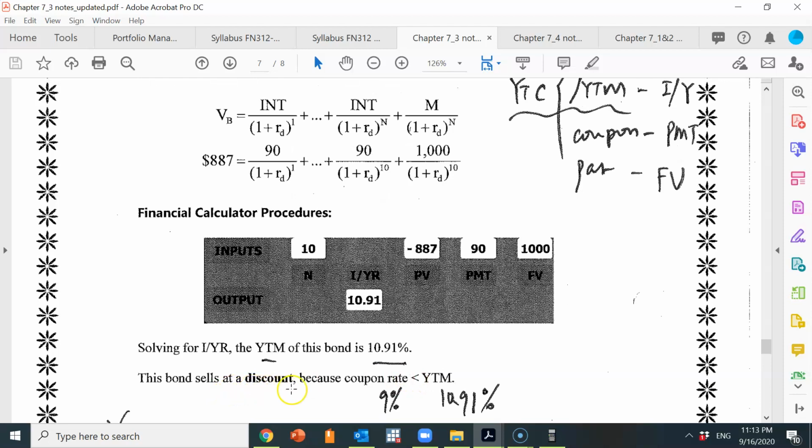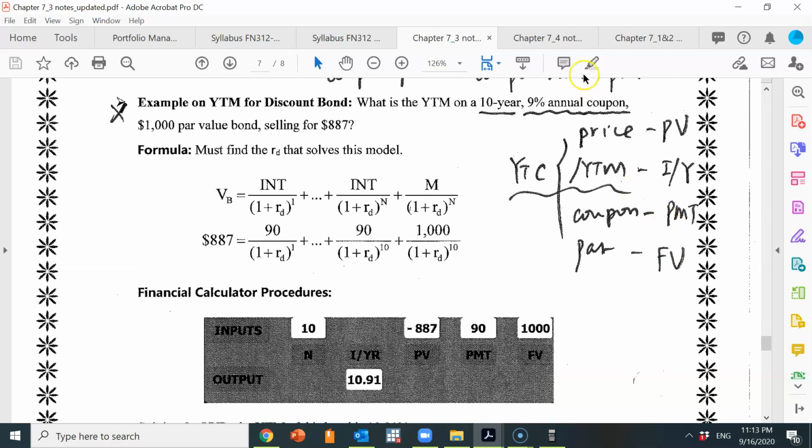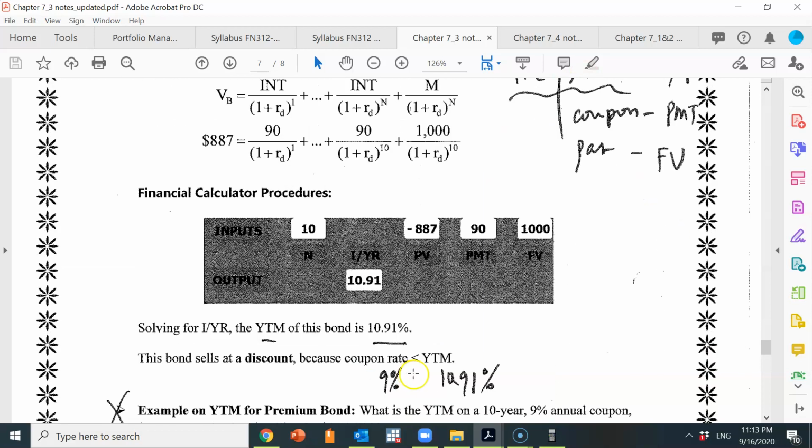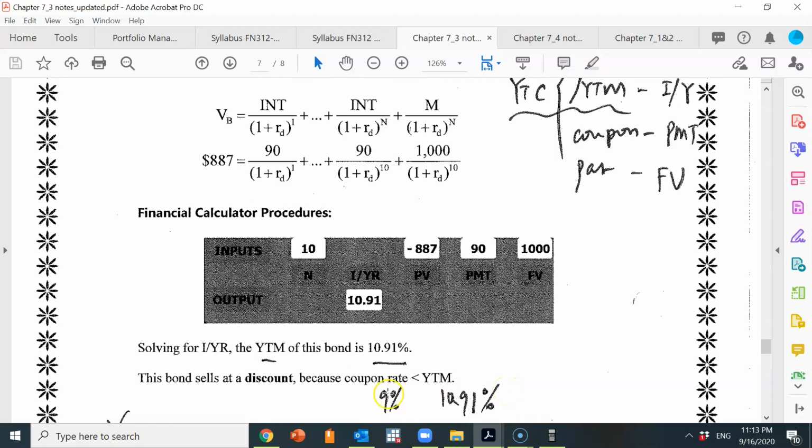This bond sells at a discount because coupon rate here is 9%, but our yield to maturity is 10.91%. The coupon rate is lower than yield to maturity. Also because the bond price 887 is lower than the par value 1,000.